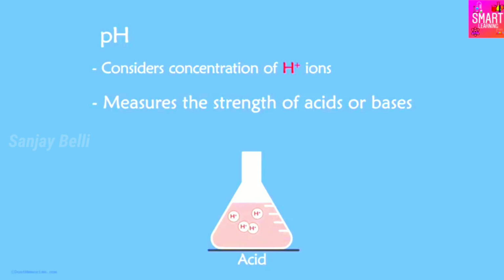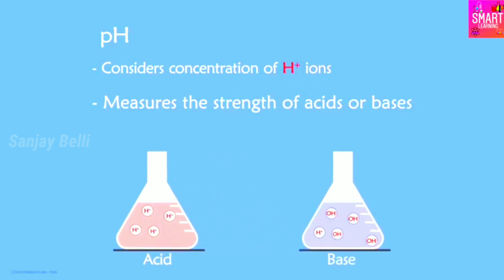But you would probably be thinking that if pH only considers the concentration of H plus ions, how can it tell us how strong a base is? Remember, bases also contain H plus ions, just that the concentration of H plus ions is far lower than the concentration of OH minus ions, so low that they are generally ignored.